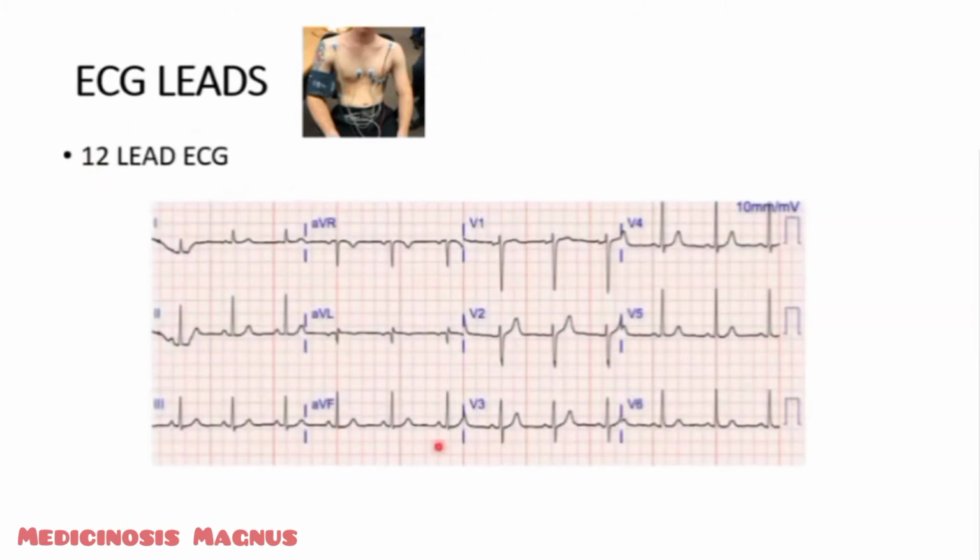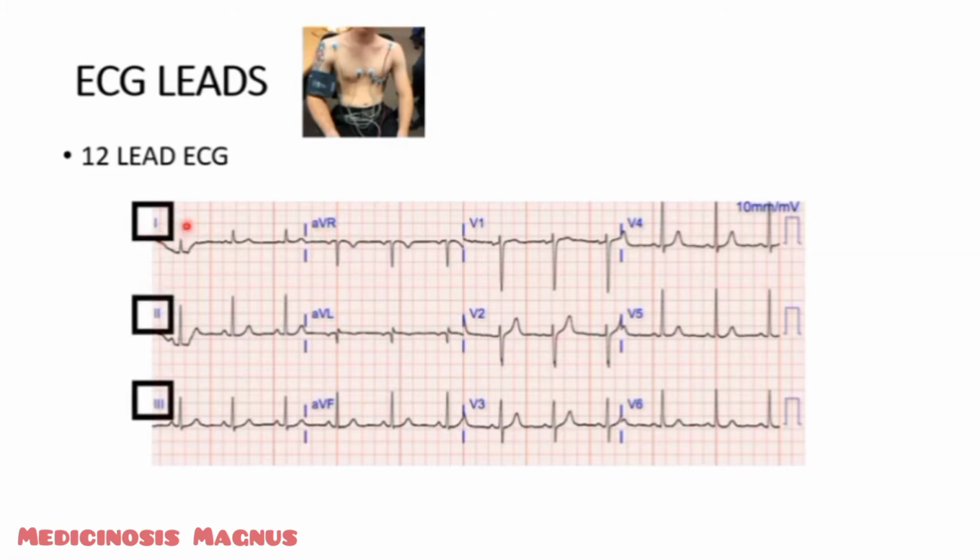If you see this paper, it has 12 markings. These are the 12 corresponding leads. Here, these waves are pointing upwards. But just see this wave and this wave. Both look the same except these waves are pointed downwards. I'll tell you why in a minute. This is normal.